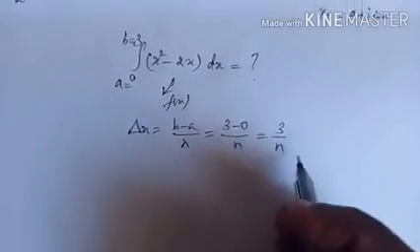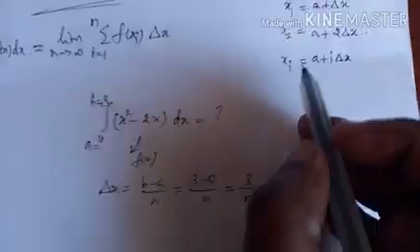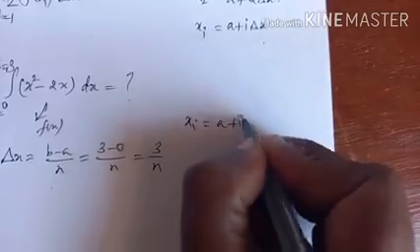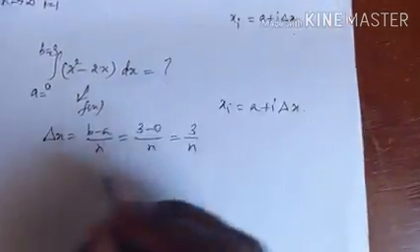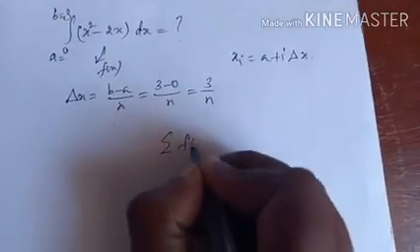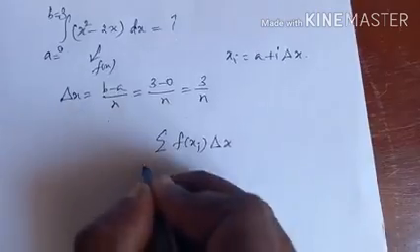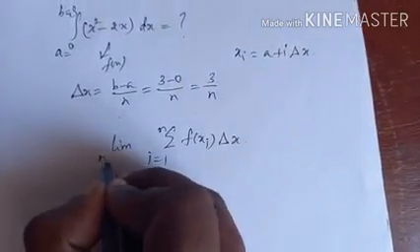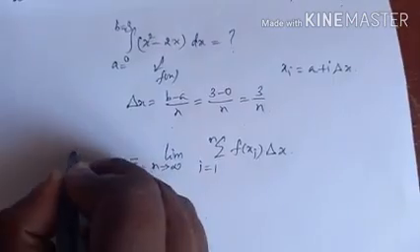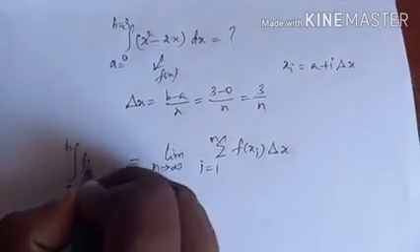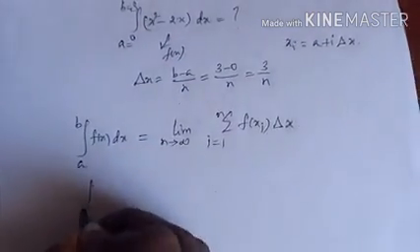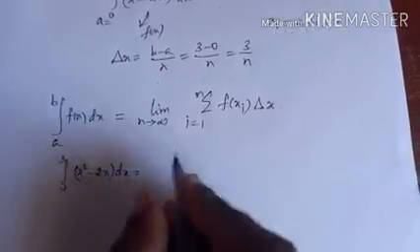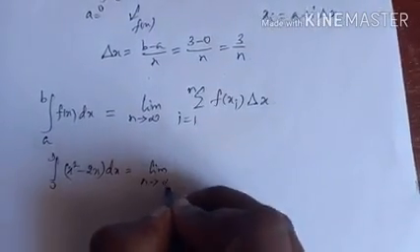So delta x is 3 by n here, and we know xi is a plus i into delta x, right? Xi is equal to a plus i into delta x. Riemann sum is summation f of xi into delta x, where i from 1 to n. But the question here is evaluate, right? So we must consider n to be infinity, which is equal to integral a to b f of x dx.